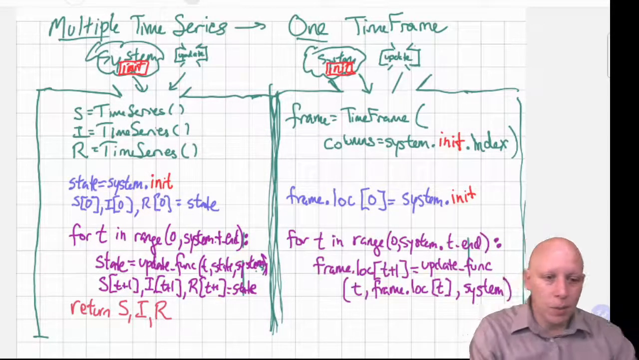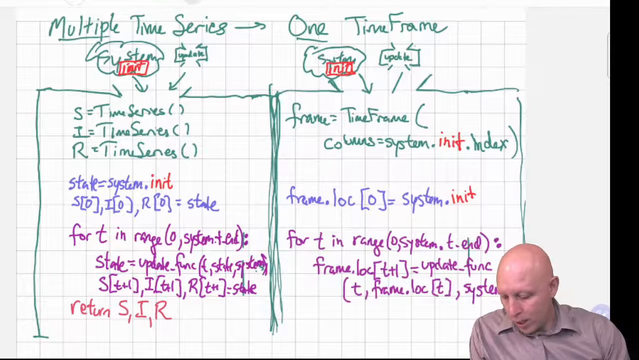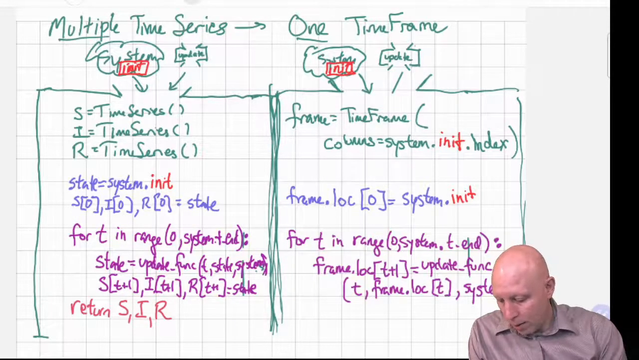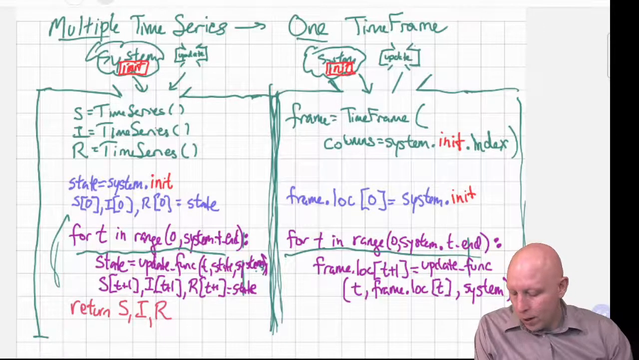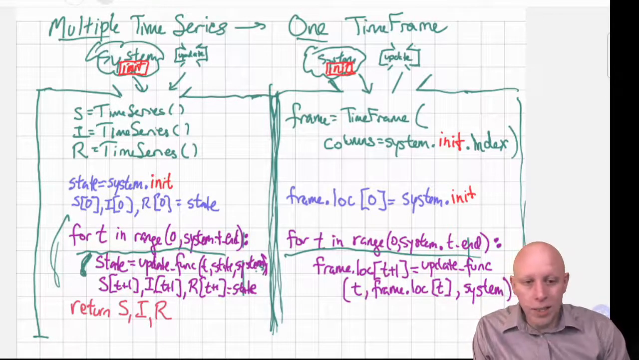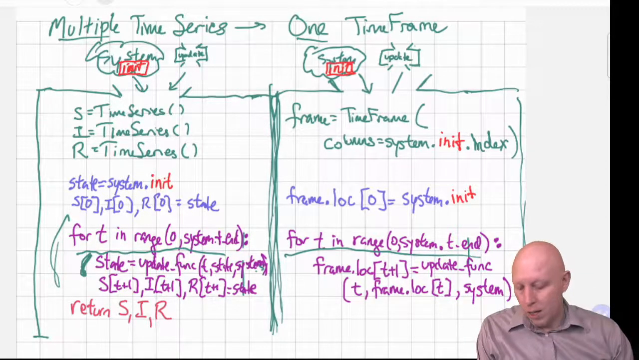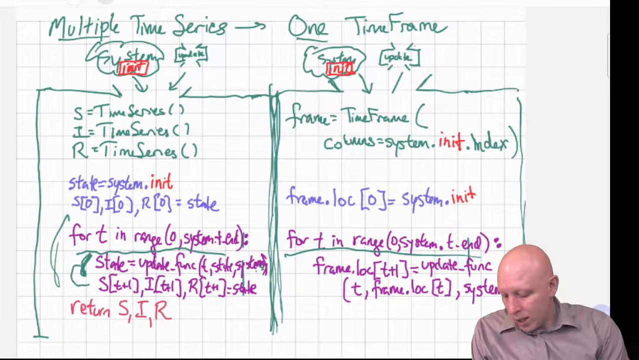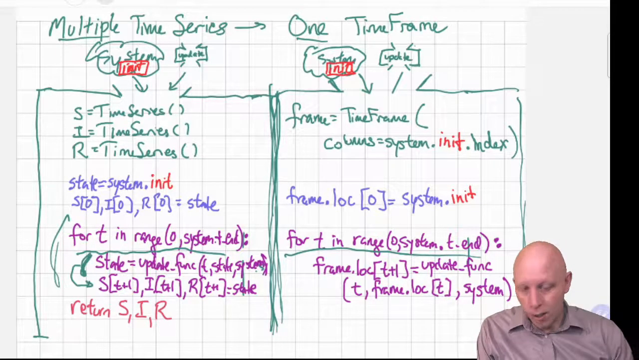All right, next up, our for loop. Now our for loop looks pretty similar, because what do we need to do? We need to run this for loop for t in range. Same thing here, we're running this for loop for t in range. Previously, we defined a state object as what we get from running our update function, and then we put that information into S, I, and R. We've done this now in one step instead of two. It is on 2 lines, but that's because I ran out of space. You can put this in 1 line on the computer.